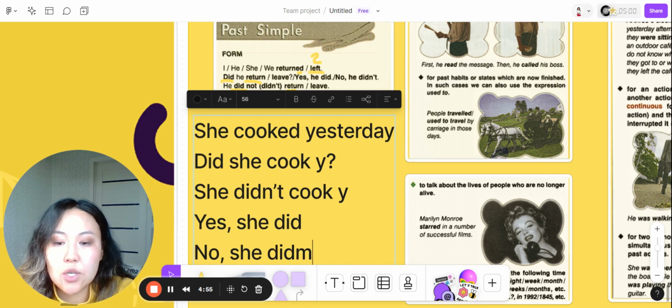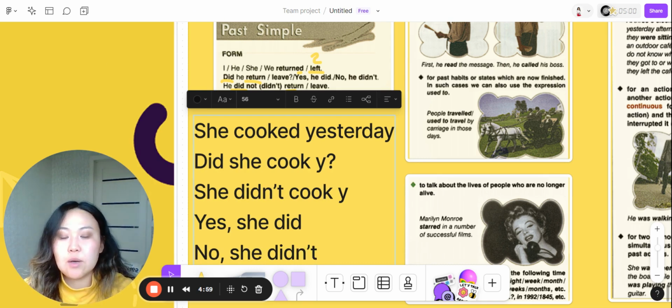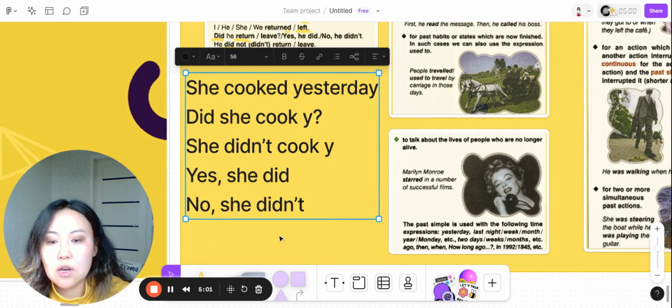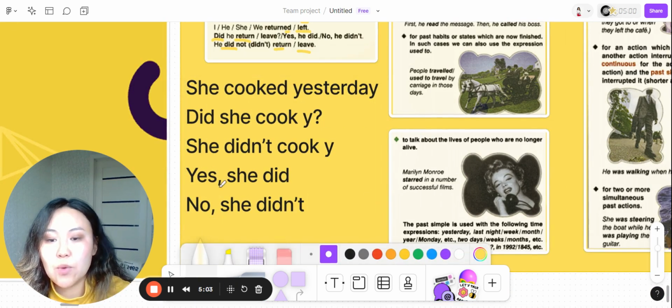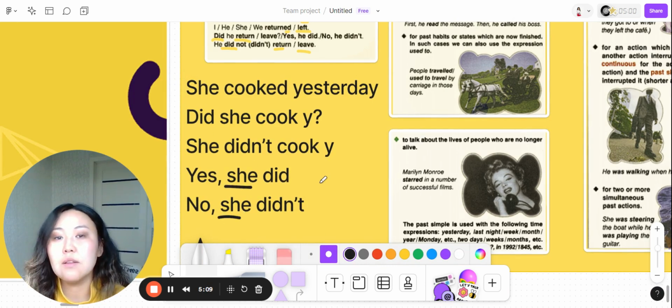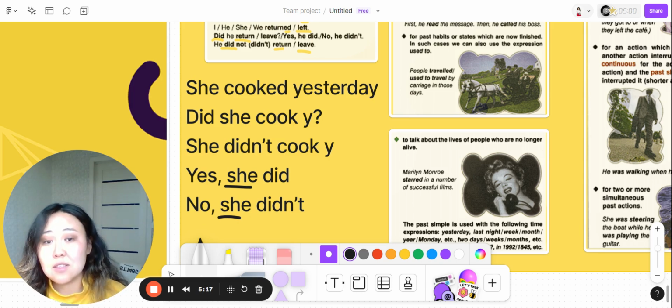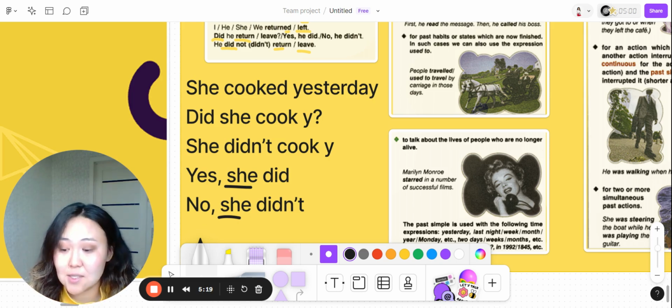And as you remember, we always change the pronouns according to the subject we are answering about. For example, if I'm asking you about your friend who's a male, you can answer yes, he did, or no, he didn't. If I'm asking about your children, you can say yes, they did, no, they didn't.